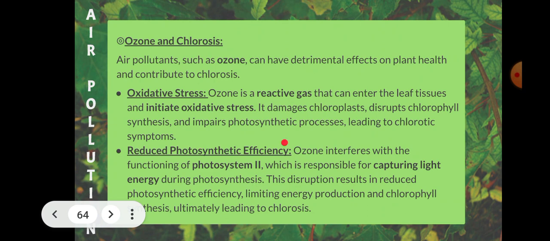The next one is reduced photosynthetic efficiency. Ozone interferes with the functioning of photosystem 2, which is responsible for capturing light energy during the process of photosynthesis, and this disruption results in reduced photosynthetic efficiency, and it limits the energy production and chlorophyll synthesis, which ultimately leads to chlorosis.